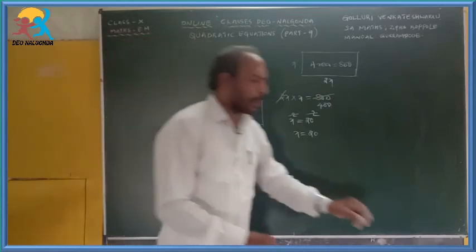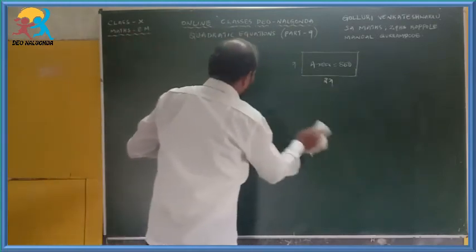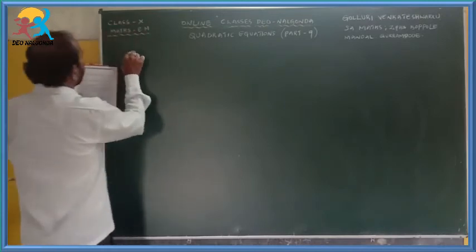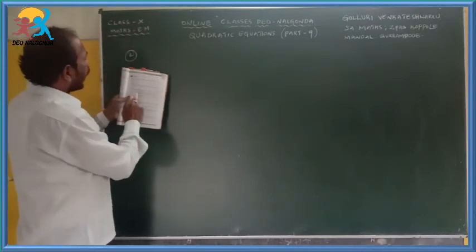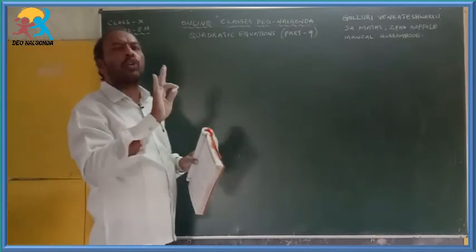Okay, that is the first problem. Next, the second one. Problem number 2. The sum of the ages of two friends is 20 years. Sum of the ages of two persons.